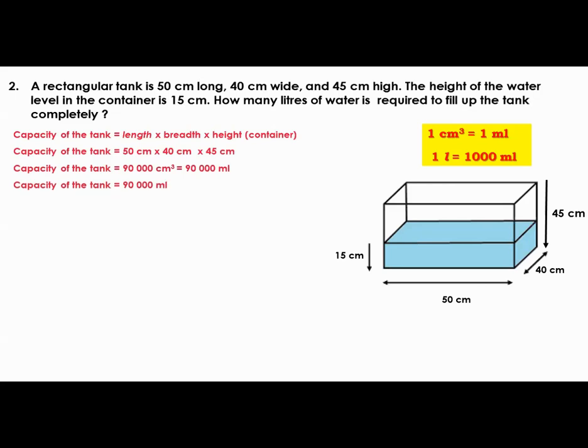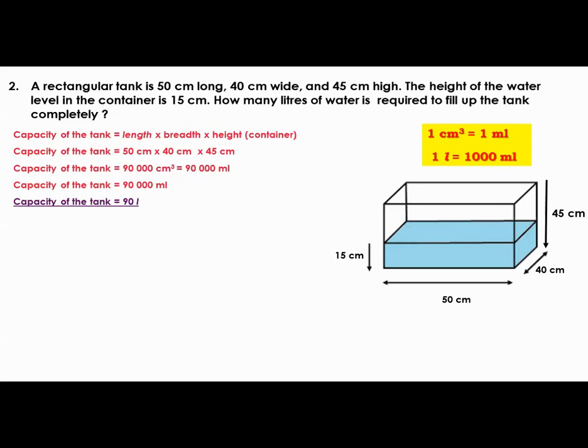But we want to convert this quantity into liters. So we will divide 90,000 by 1000 to get the answer in liters. So the capacity of the tank is equal to 90 liters.